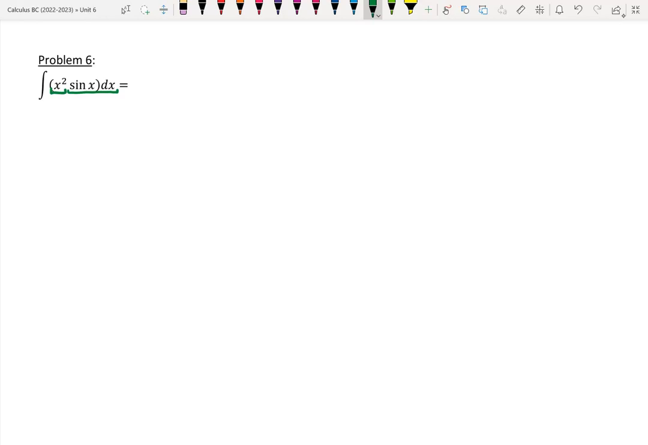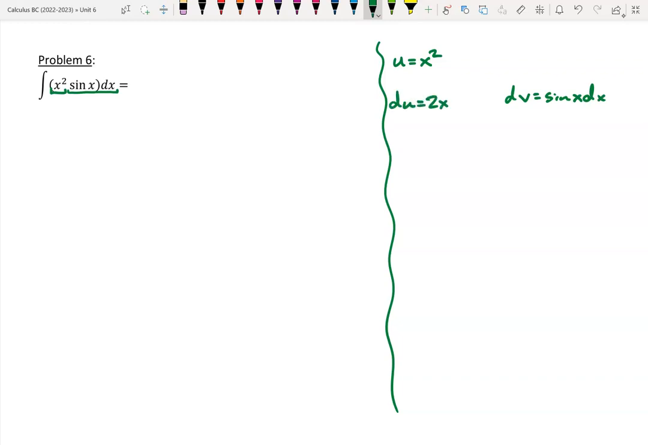So I'm going to go ahead over here. So it's going to be a little bit of side work happening over here. I'm going to have my u equal to x squared and dv equal to sine x dx. So du would be 2x dx, and then going back to v would be negative cosine of x, right?